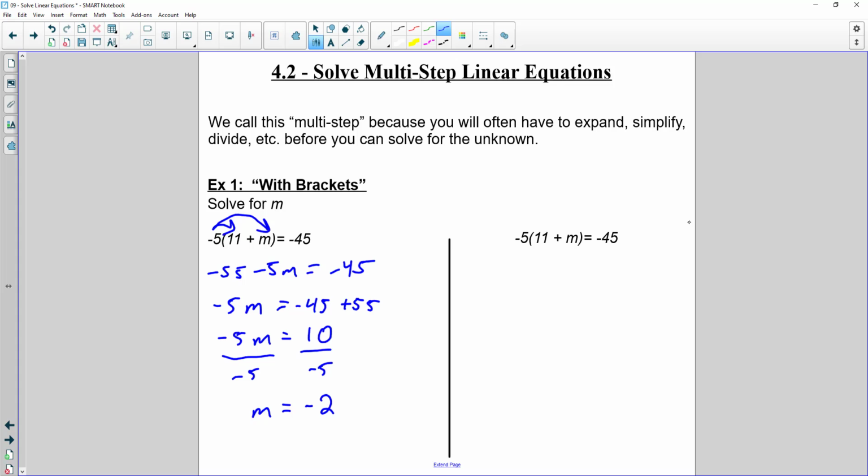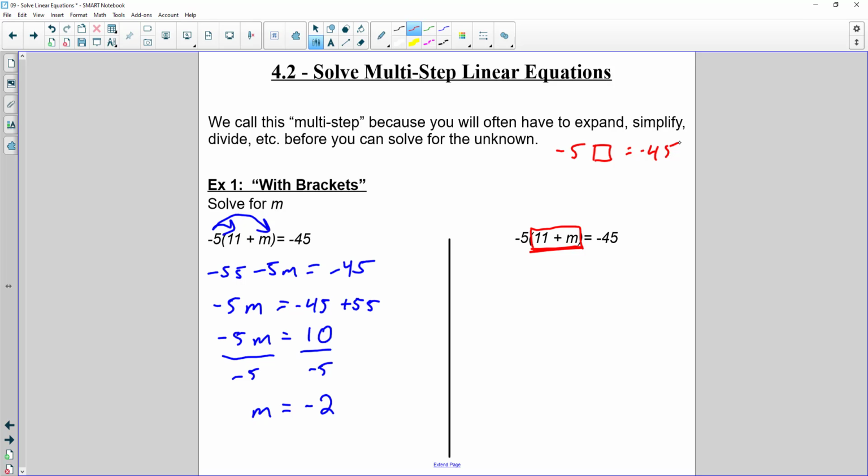Let's do the exact same question here, but let me show you a different technique. Using our mantra from the previous lesson, opposite operation, reverse BEDMAS, we could treat the 11 plus m like a single object for now, since that's in brackets. We want to get rid of that -5. Let me rewrite this question really quick. This is like saying -5 box equals -45, where box is the variable in this case.